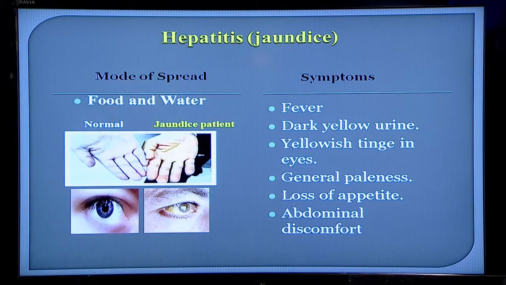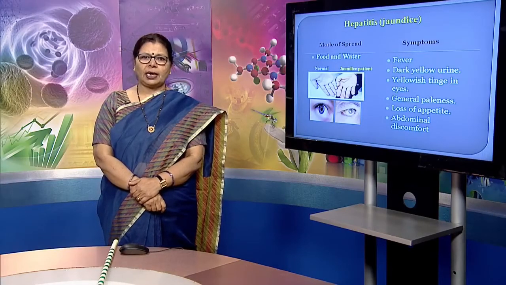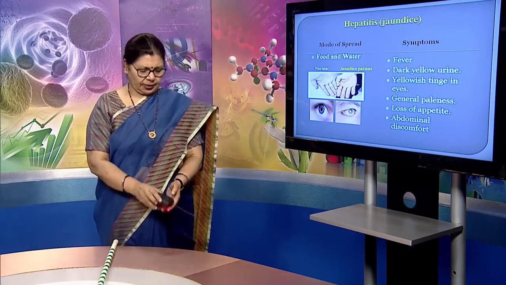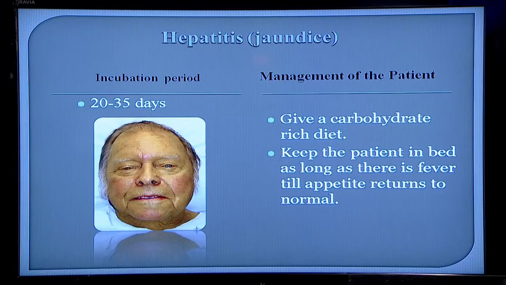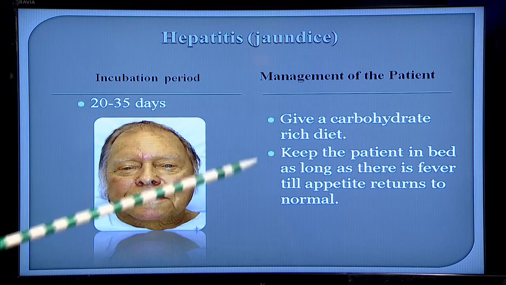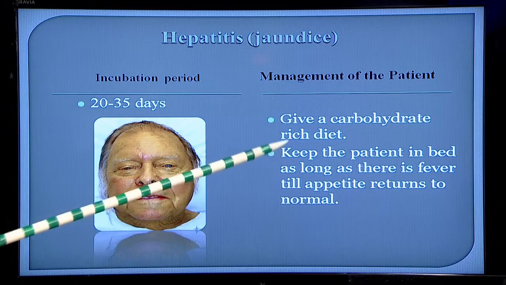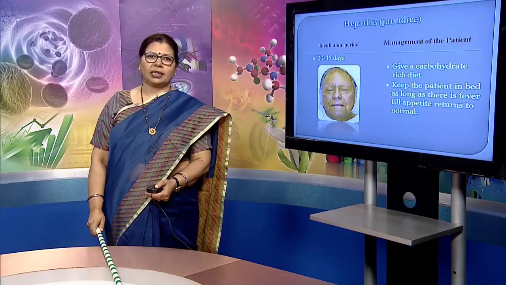The symptoms are fever, dark yellow urine, yellowish tinge in the eye, general paleness, loss of appetite and abdominal discomfort. How to manage a jaundice patient? You can see this patient is fully yellow, he is resting. So, you need to give a carbohydrate rich diet and take as much rest as possible. The incubation period for hepatitis is 25 to 35 days.